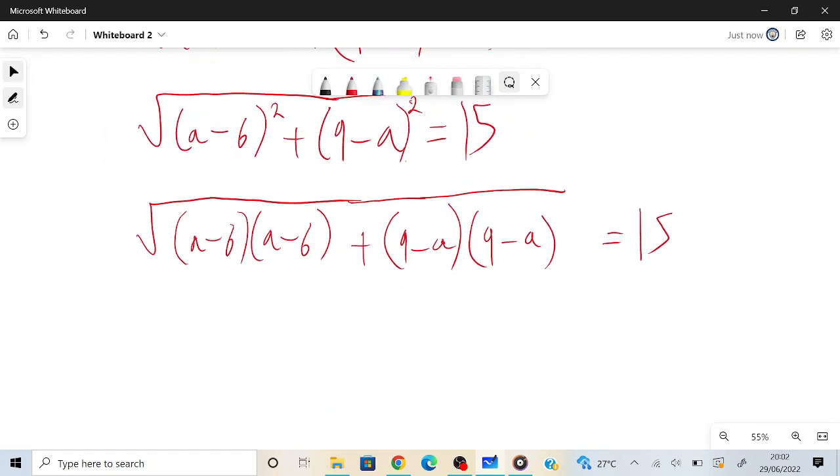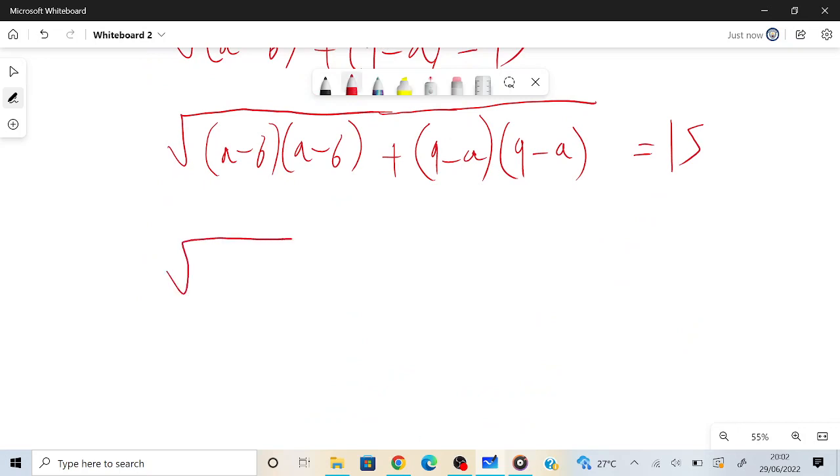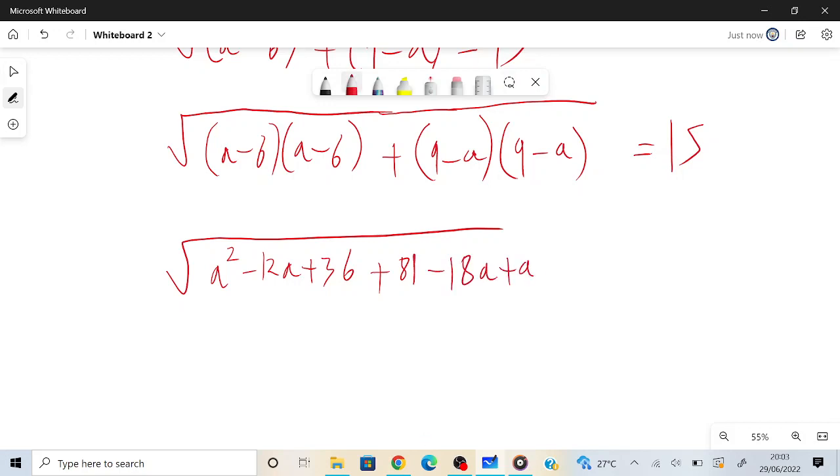Okay, so continuing, if we expand all this, I'll do this quickly, but if you are unsure, please look at my video on brackets expansion. This should be a squared minus 12a plus 36 plus 81 minus 18a plus a squared. All of this is equal to 15. So collect your like terms.